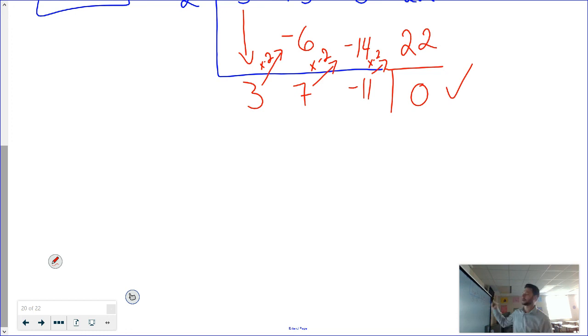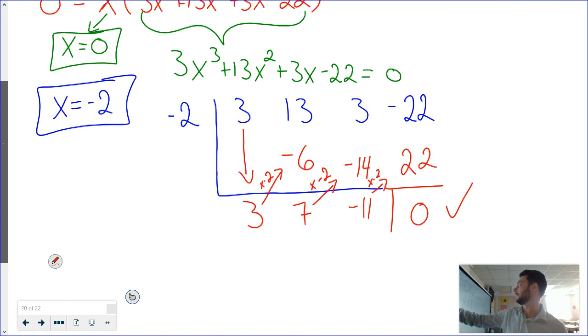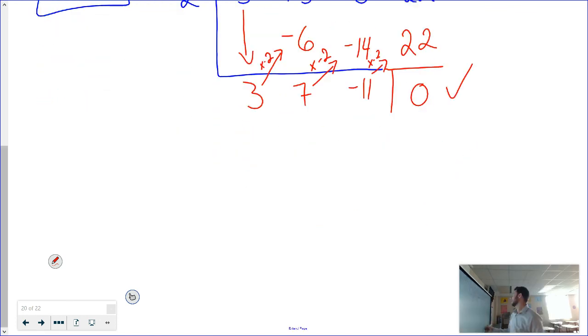So now the new equation, so we divided by that -2, which was a solution, and now the new piece that we need to solve for, we have 3x squared plus 7x minus 11.